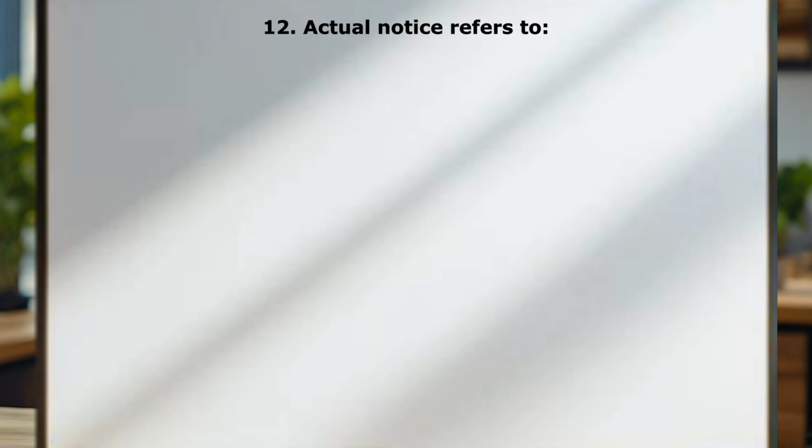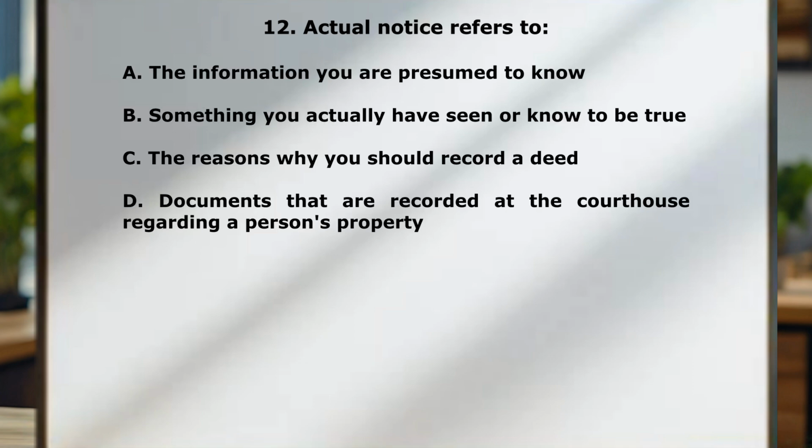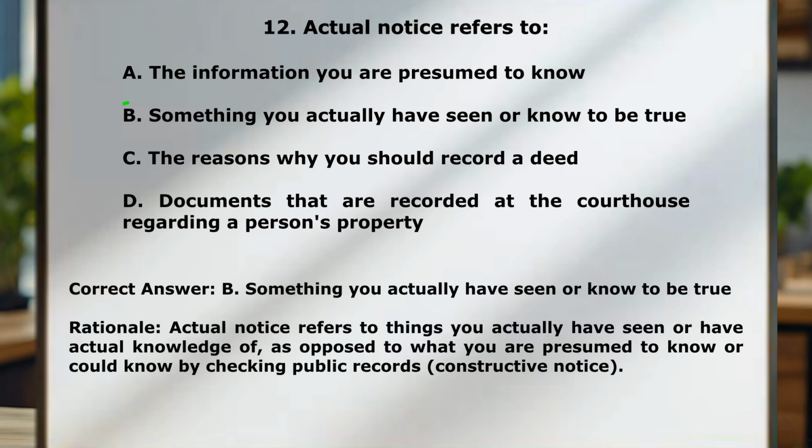Question number 12. Actual notice refers to A. The information you are presumed to know. B. Something you have actually seen or know to be true. C. The reasons why you should record a deed. D. Documents that are recorded at the courthouse regarding a person's property. Correct answer here is B. Something you actually have seen or know to be true.